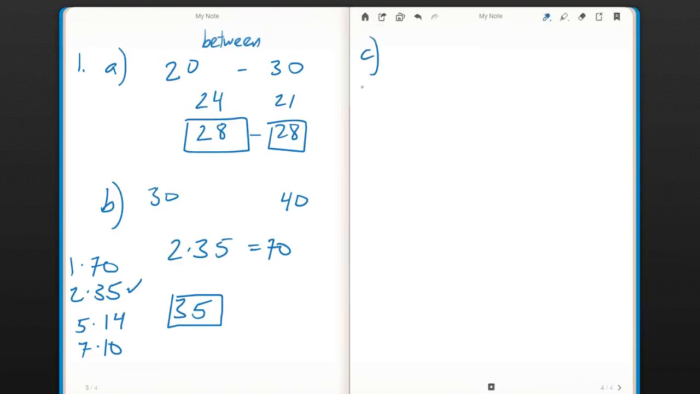Part C, I'm an odd number, smaller than 50 but greater than 30. So again, between 30 and 50, it's an odd number. It's a multiple of 7 but not of 5. So let's think about the multiples of 7 between 30 and 50. That would be 35, 42, and 49. If it's an odd number, then it's not 42. It's a multiple of 7 but not of 5, so 35 is out. The answer we're looking for is the number 49.